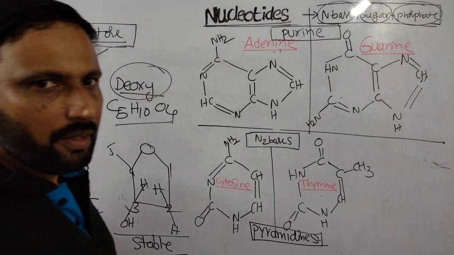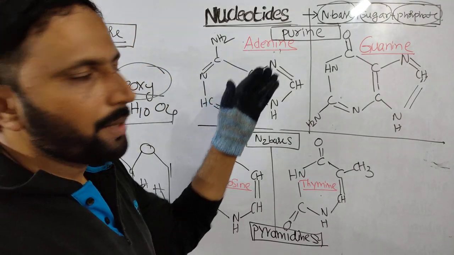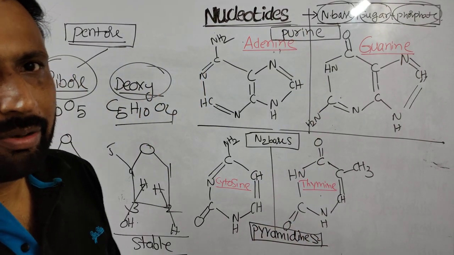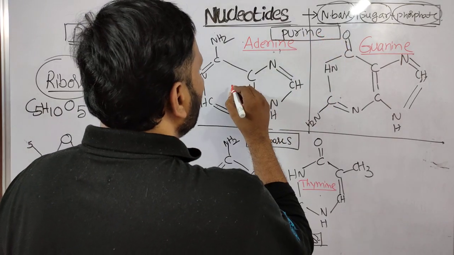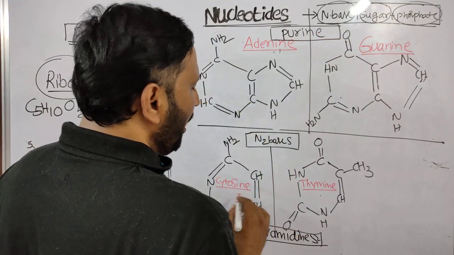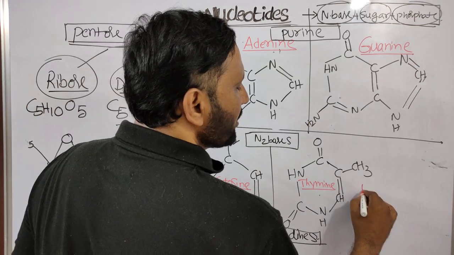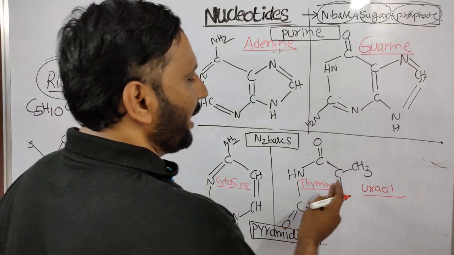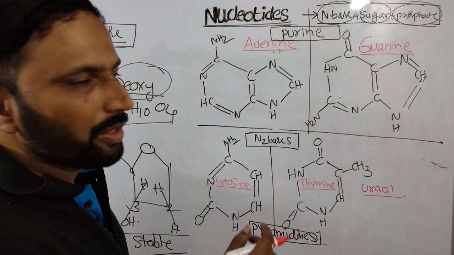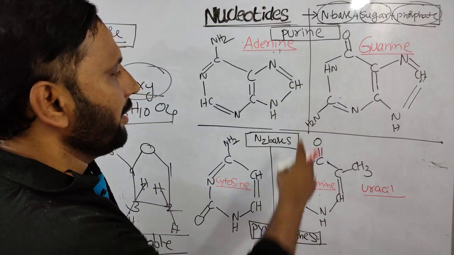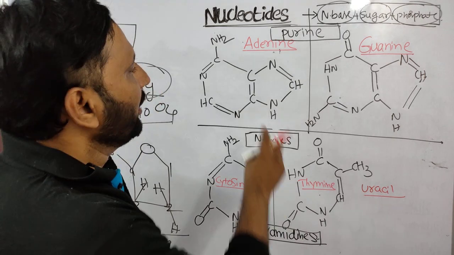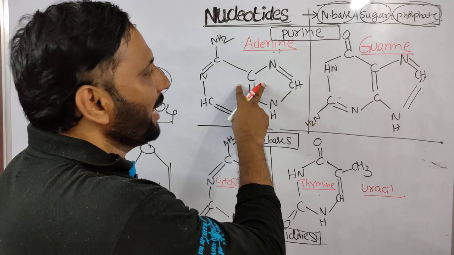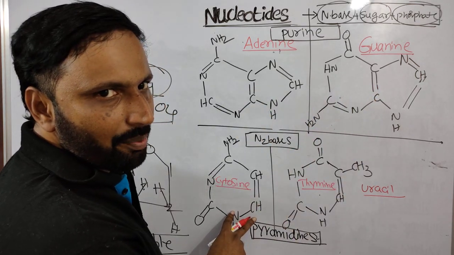Then we go to nitrogen bases. Nitrogen bases are of two types, purines and pyrimidines. Adenine and guanine are purines. Cytosine, thymine and uracil are pyrimidines. Pyrimidines are of three types, cytosine, thymine and uracil, whereas purines are of two types, adenine and guanine. In the purines, two CN rings are present, whereas in the pyrimidine, only one CN ring is present. So here dicyclic rings are present, here monocyclic rings are present.